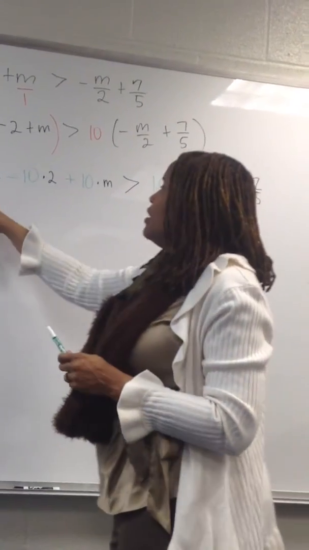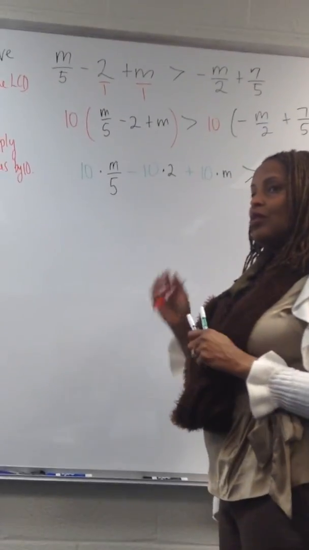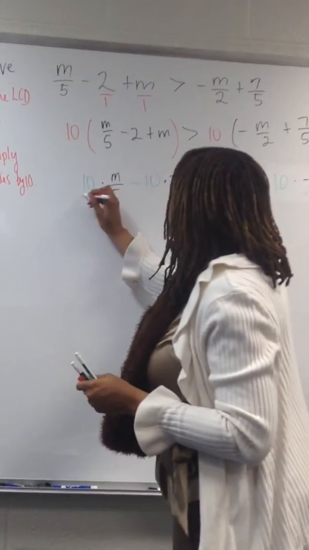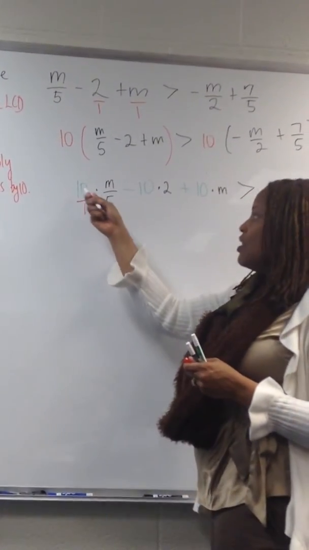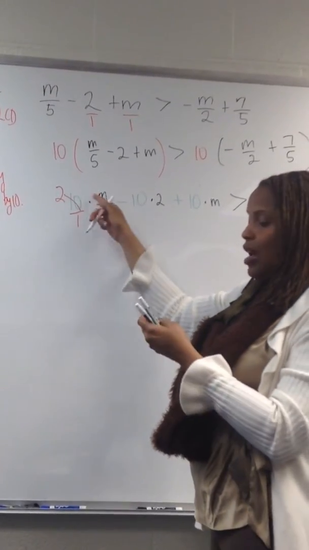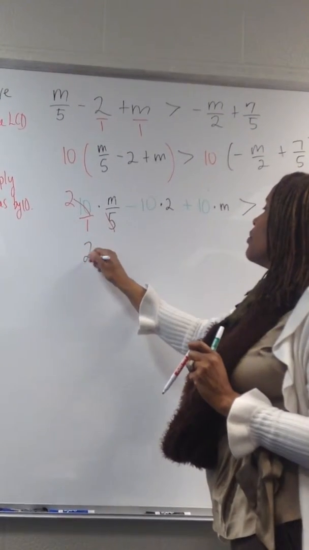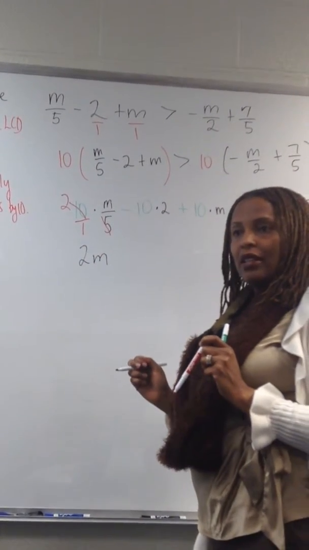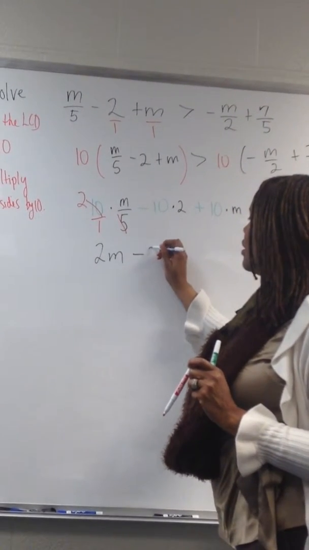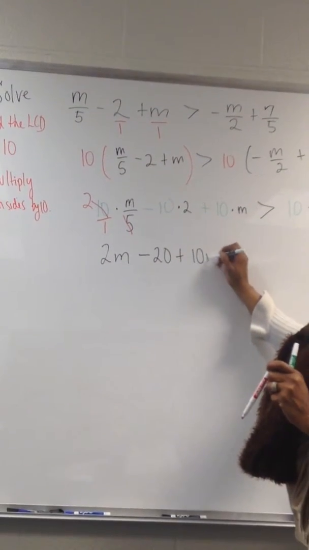So 10 times m over 5 is what? How you get that though? 5 goes into 10. Good. You can divide denominators into numerators. 5 goes into 10 twice, and 2 times m is 2m. Are we okay with that? Yes. And then 10 times 2 is 20, and 10 times m is 10m.